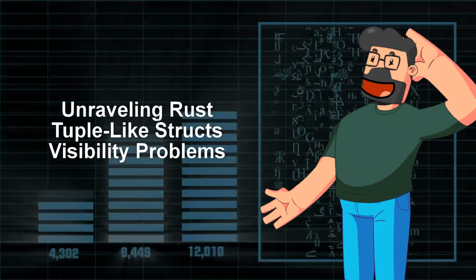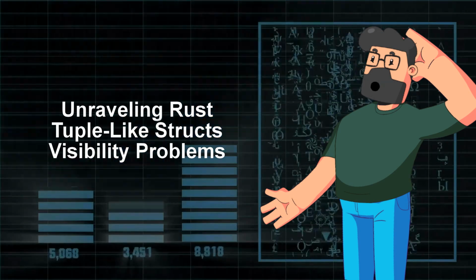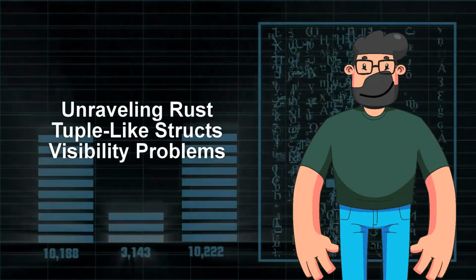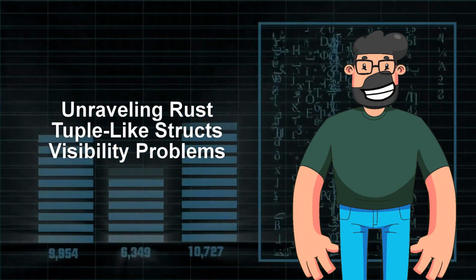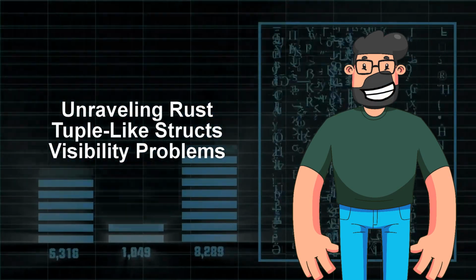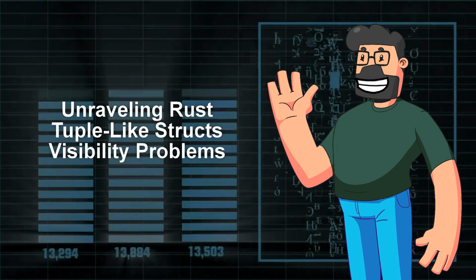Hey there, welcome to today's video where we are diving into a curious problem that can arise while working on a Rust project. The problem we'll be exploring revolves around creating a tuple-like struct in Rust and encountering a puzzling error along the way. It's one of those head-scratching moments that can leave you scratching your head for sure.